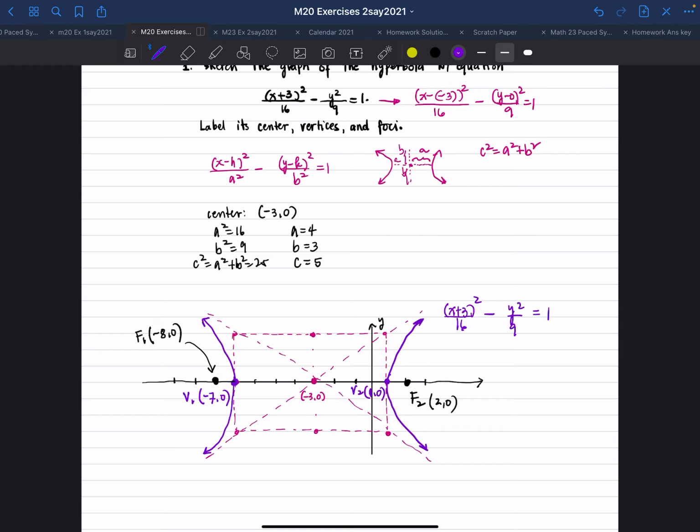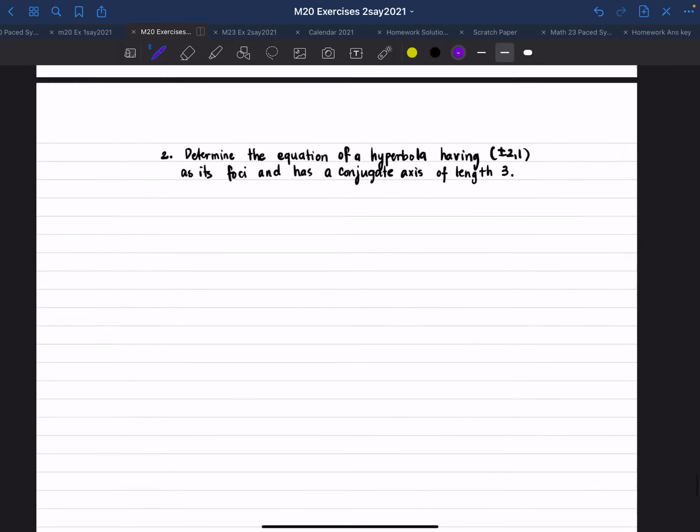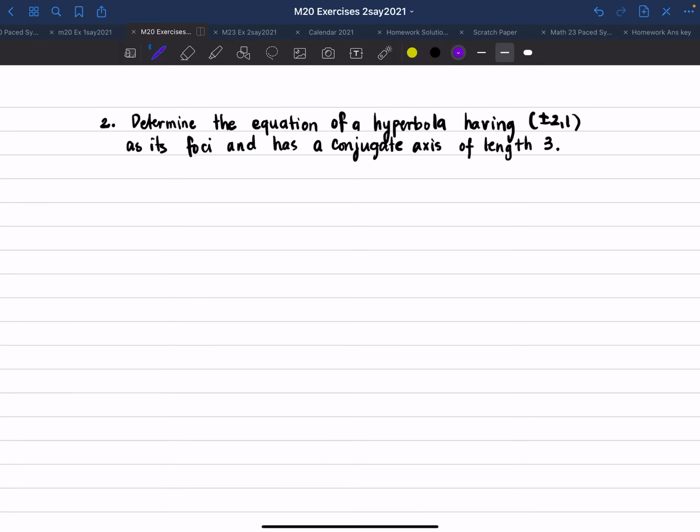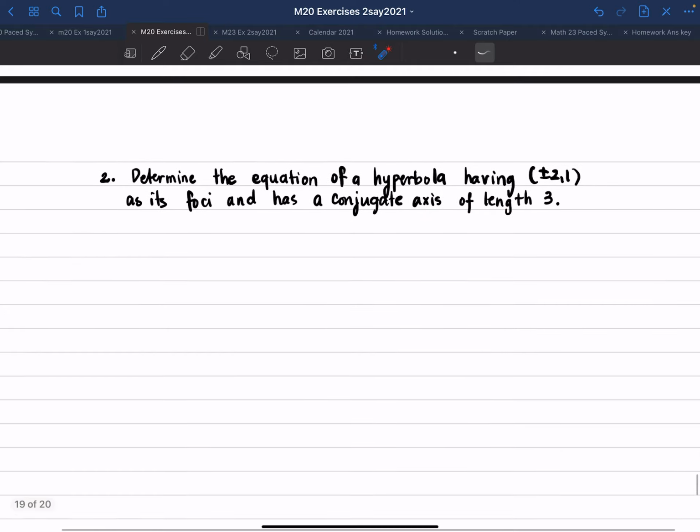So let's proceed with number 2. Number 2 is the reverse. It's like you're given the parts of a hyperbola and then you get the equation. Determine the equation of a hyperbola having these 2 points as its foci and has a conjugate axis of length 3. Nasaan ba ang conjugate axis?